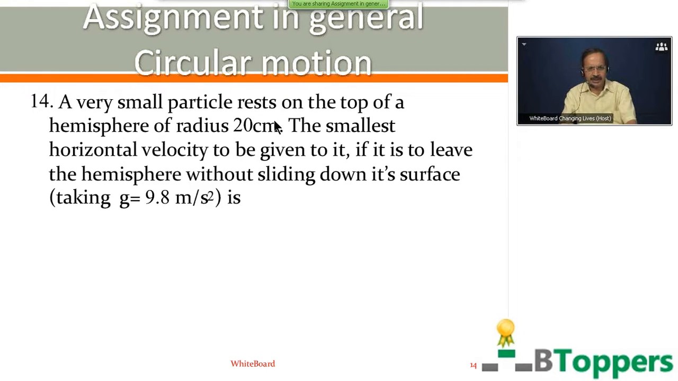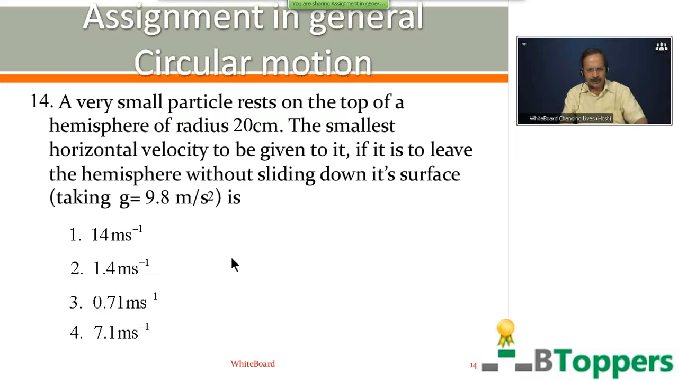A very small particle rests on the top of a hemisphere of radius 20 centimeter. The smallest horizontal velocity to be given to it, if it is to leave the hemisphere without sliding down its surface, is... You have to take g as 9.8 meter per second square here to answer the question. So you have four options shown on screen. Come on, try the question.